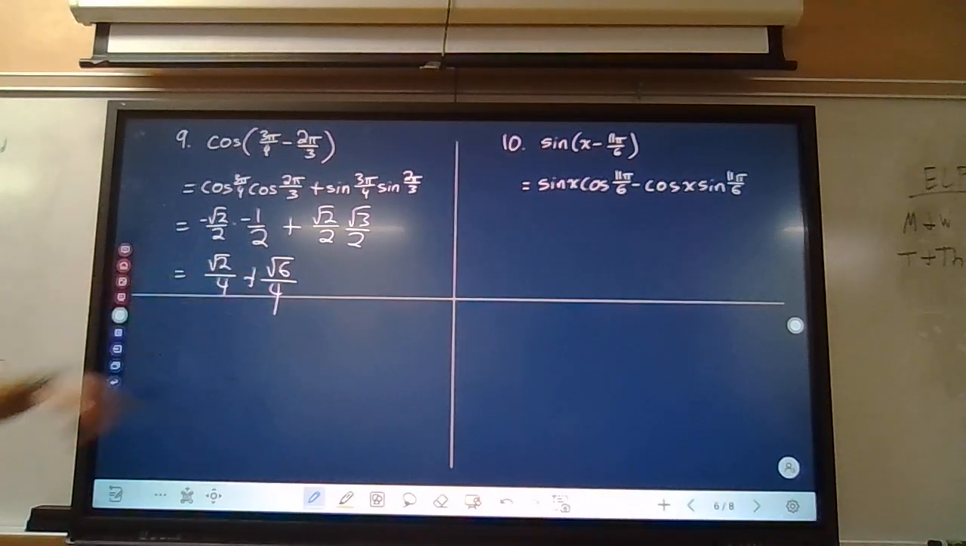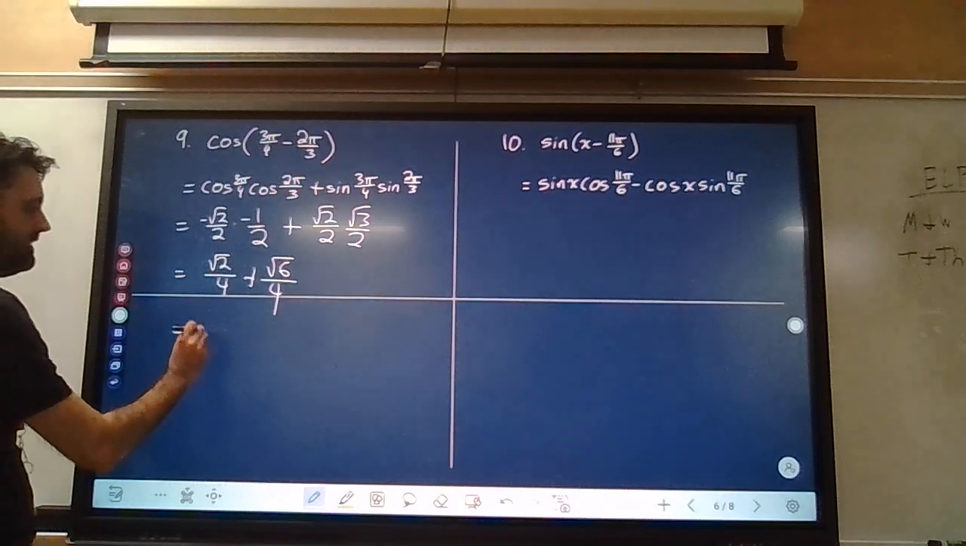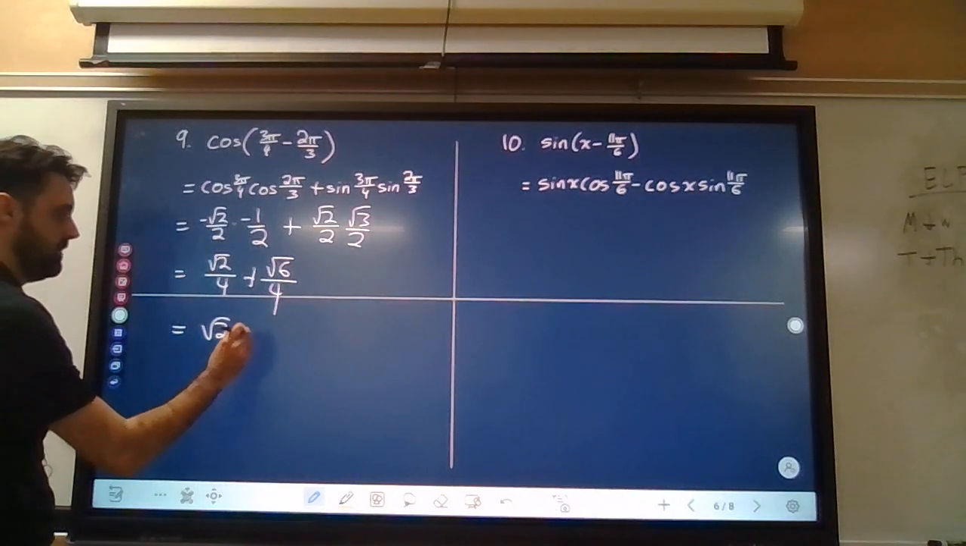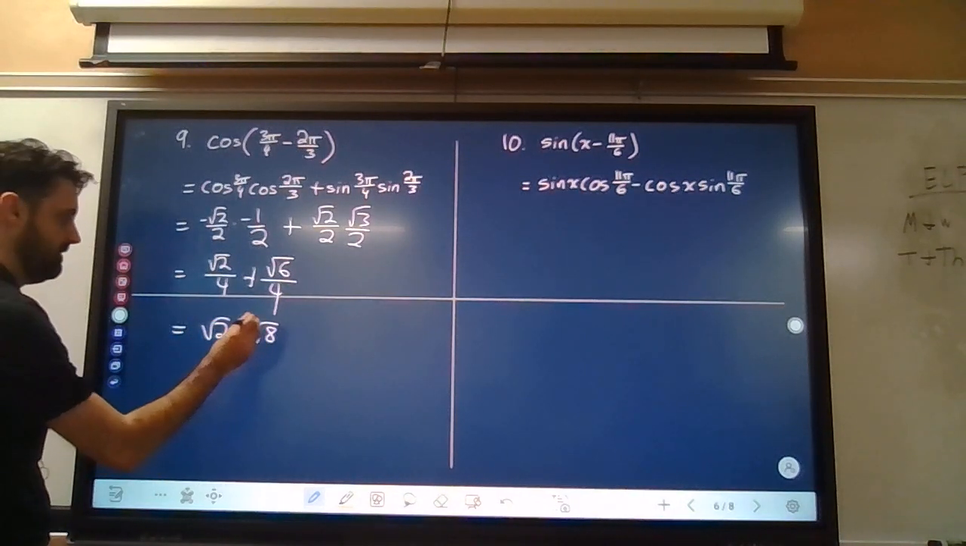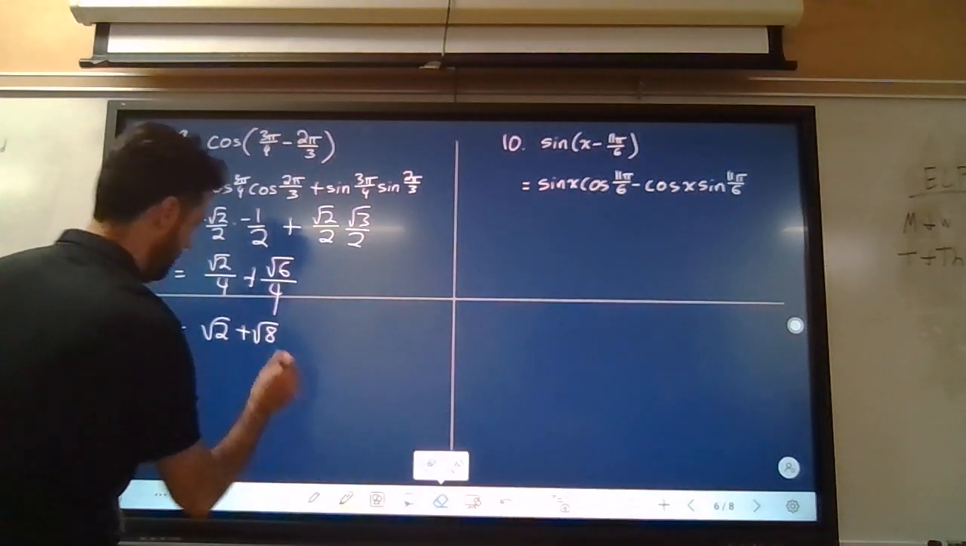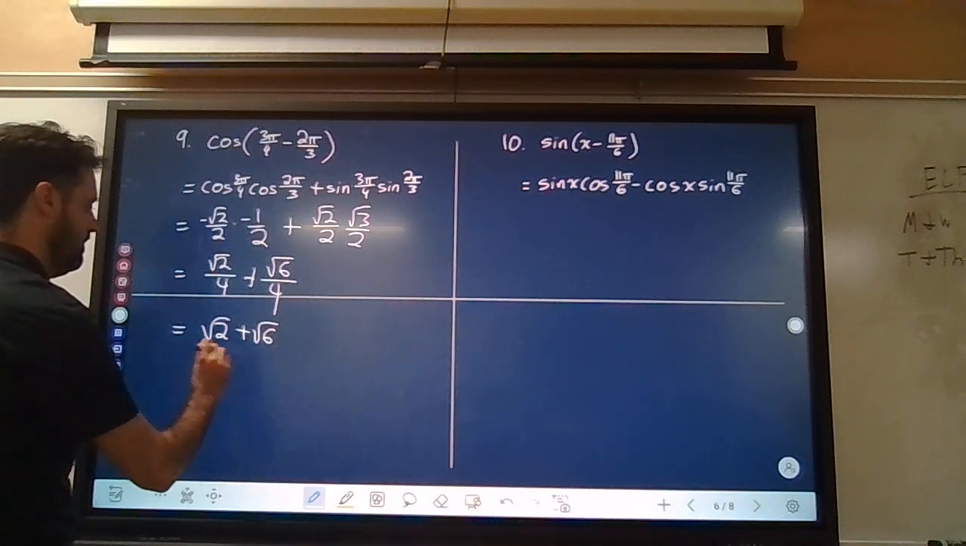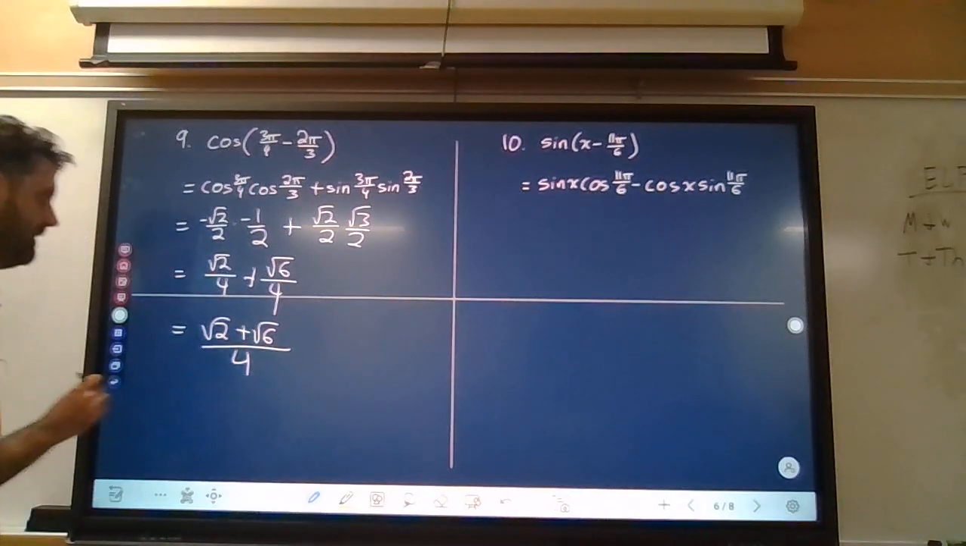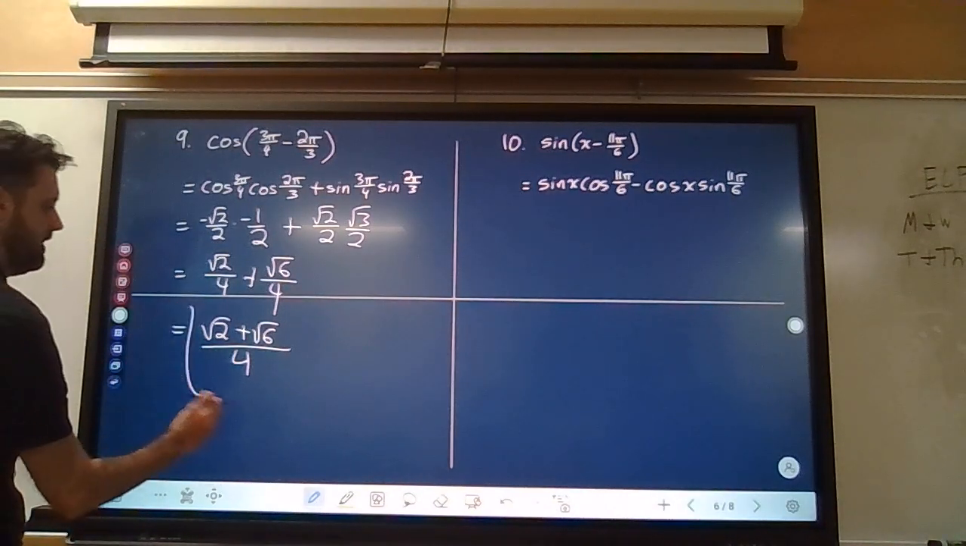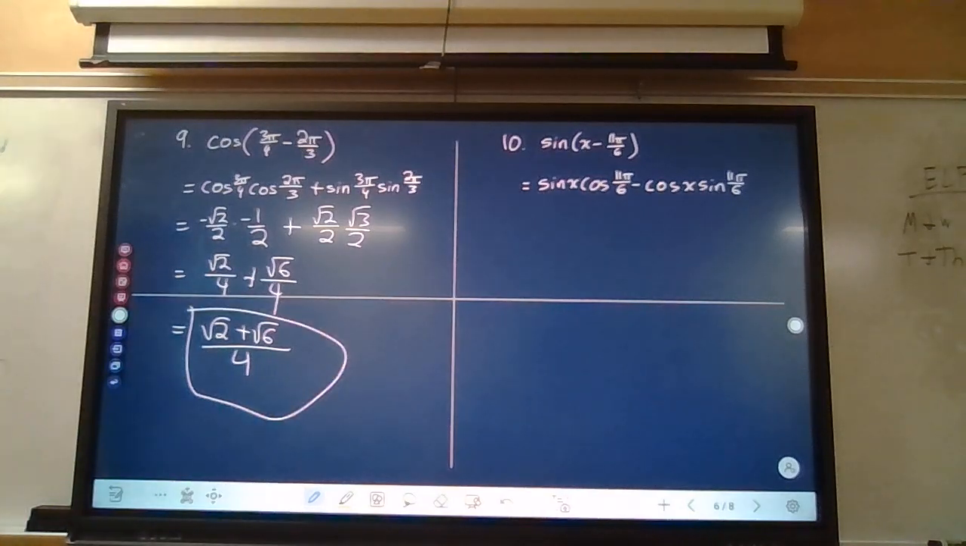And now we can't combine the numerators, since we can't actually add them together. They're different numbers. I know it seems like we should be able to call that the square root of 8. Nope, it doesn't work. It should be the square root of 2 plus the square root of 6 all over 4. That's our final answer to number 9 right here: square root of 2 plus square root of 6 all over 4.